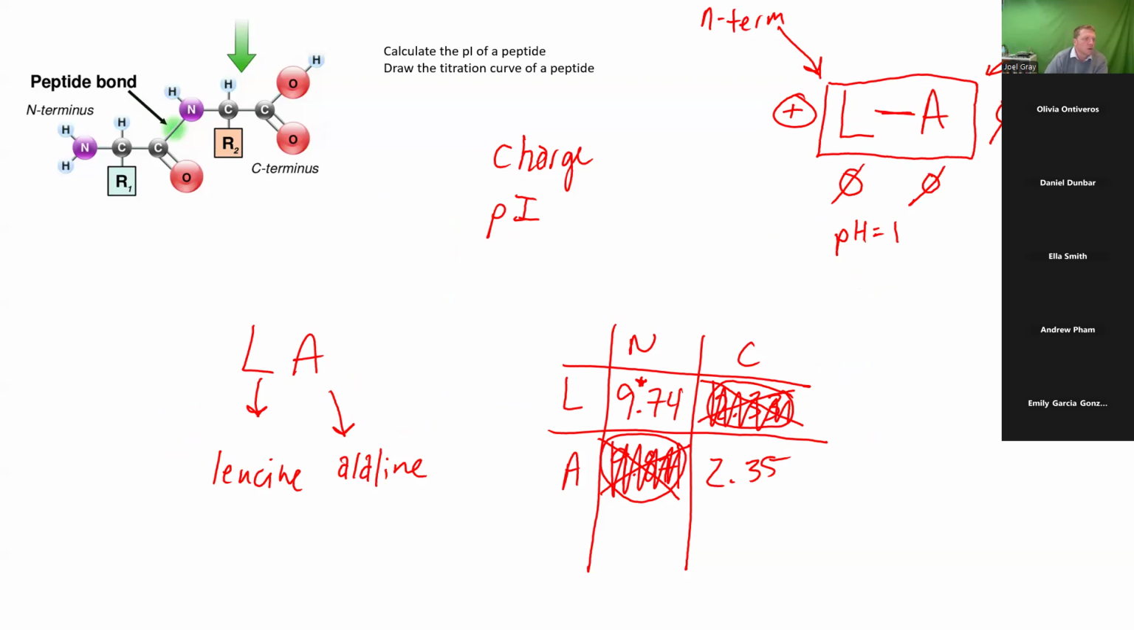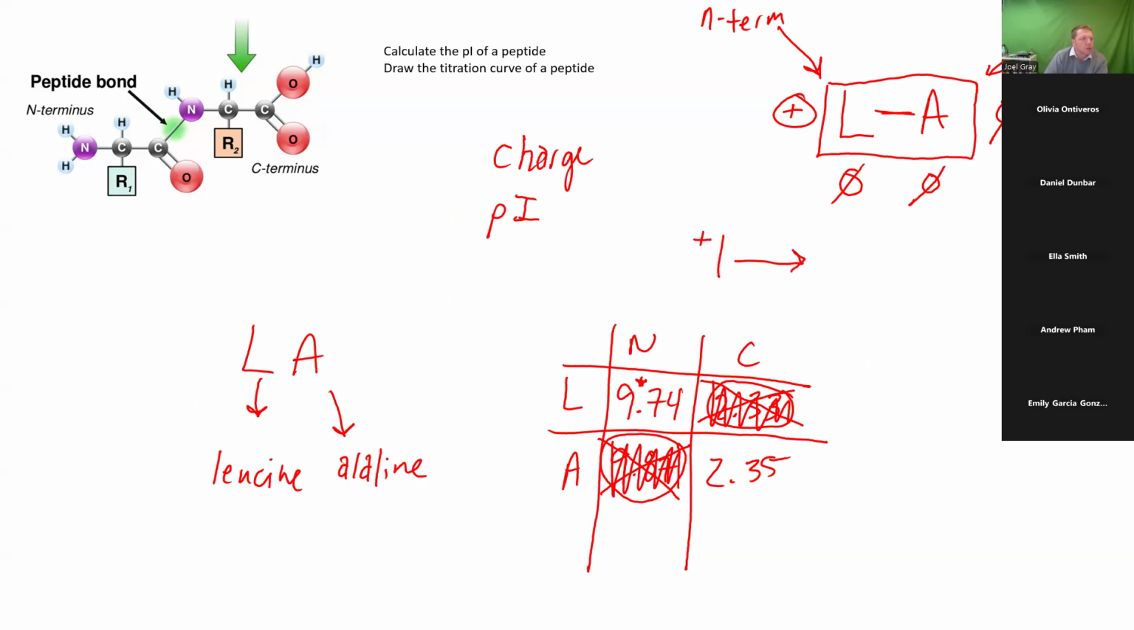I have a total of 2 pKa's. So I'm going to erase the pH of 1, because I was just using that to establish what I'm drawing it at. I'm going to give myself a number line. I'm going to say +1.